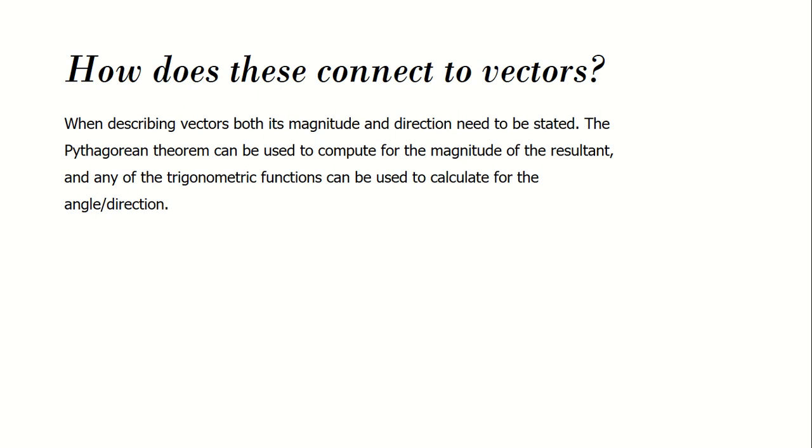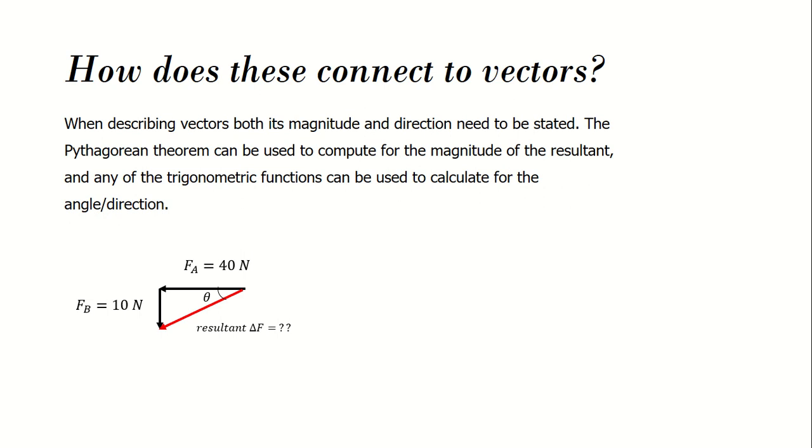So vectors, magnitude and direction. To get the magnitude of two vectors that are perpendicular to each other, we can use the Pythagorean theorem to solve for the magnitude. And we can use one of the three trigonometric functions to solve for the direction or the angle.